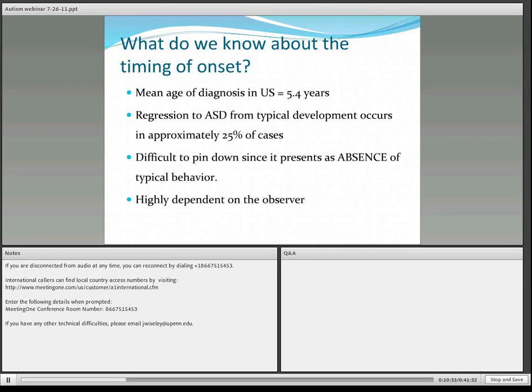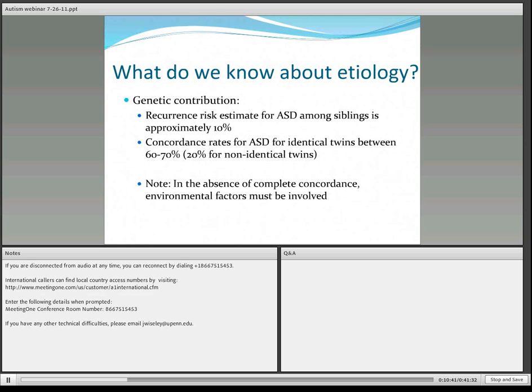Okay, what do we know about etiology? What do we know about the cause of autism spectrum disorders? Well, we know that it's a strongly genetic disorder. We also know that it's not a purely genetic disorder. A very interesting paper just came out from Stanford. The lead author is an autism researcher, genetic epidemiologist by the name of Joachim Hallmeyer. And he has a large sample, a very well-characterized sample, and he reports that the recurrence risk for siblings is about 10%. That's consistent with what we've seen before.